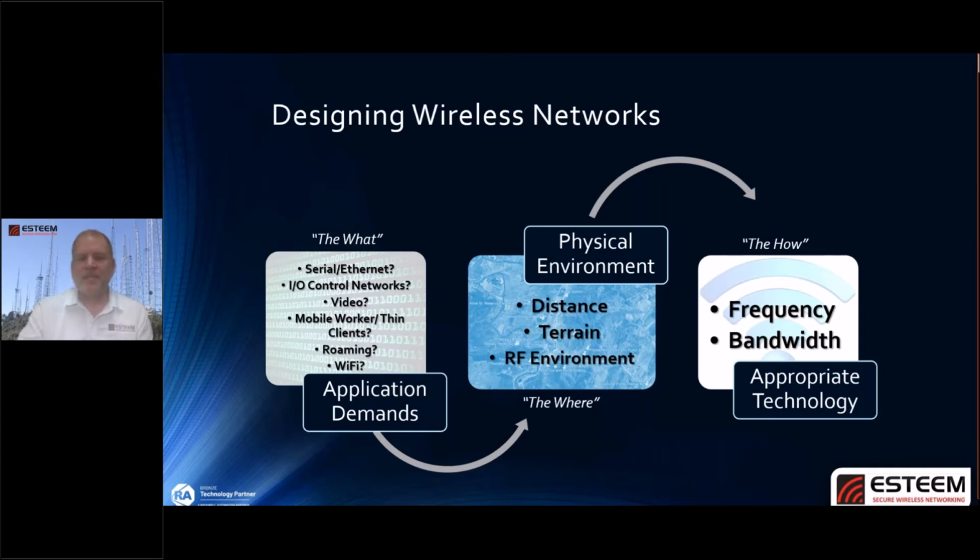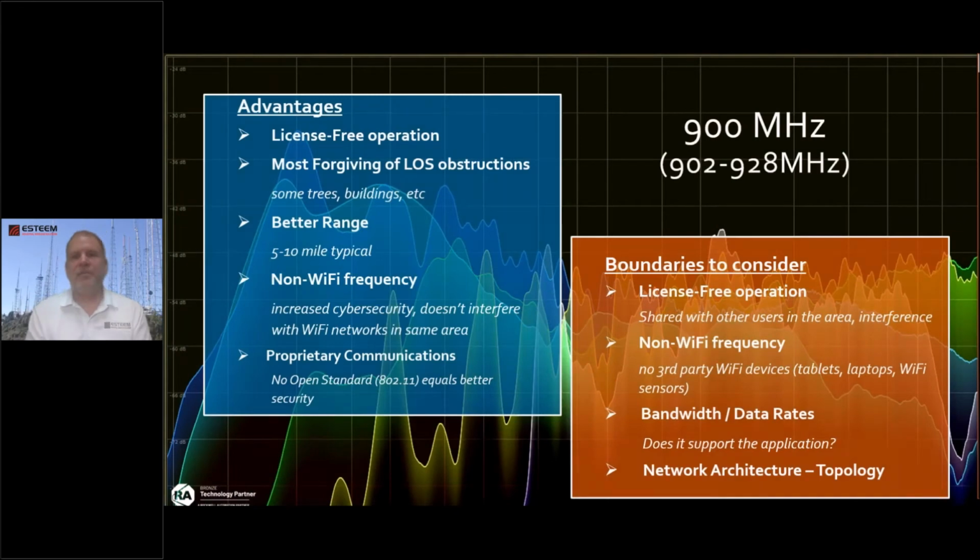So to step into this a little bit further, as we take these one by one, the 900 megahertz band is the 902 to 928. The advantages of 900 megahertz are, number one, it is license free. So there is no FCC licensing. That's something that the manufacturer gets. But this is the most forgiving of those license-free frequencies. We can live with some trees. We can have some buildings, etc. Typically, we have a little bit better range to this. These are going to be your 5 to 10, maybe up to 12-mile links between locations.